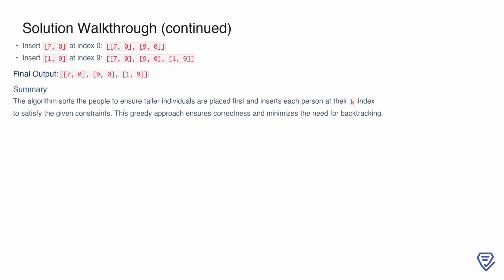To summarize, this algorithm follows a greedy approach. It sorts people by height and inserts them at their k index. This guarantees correctness and avoids unnecessary backtracking, making it an efficient solution to the problem.